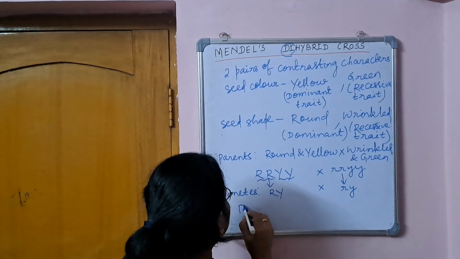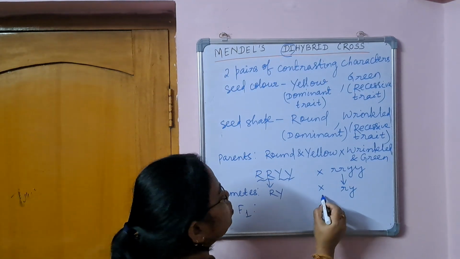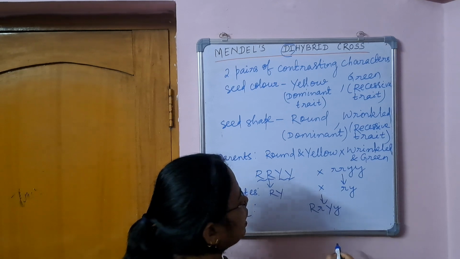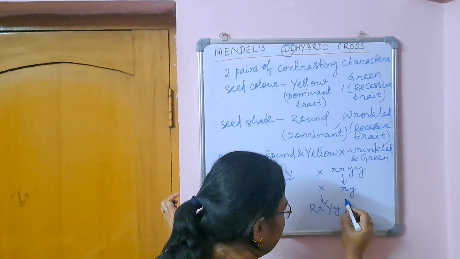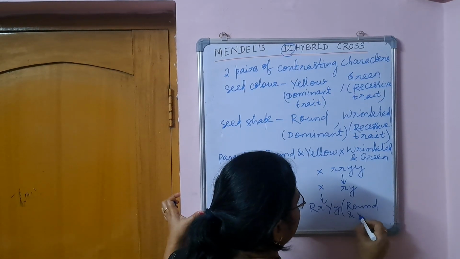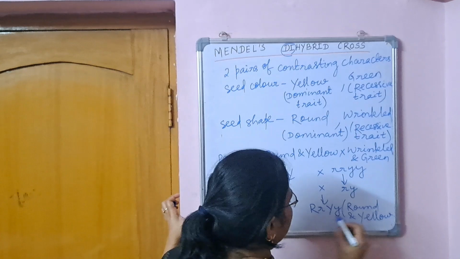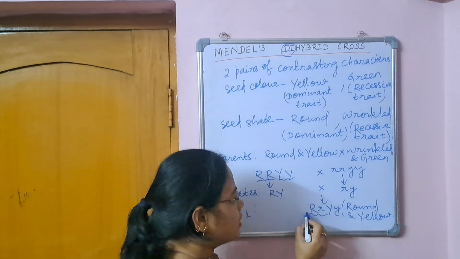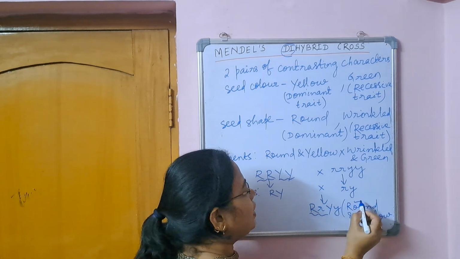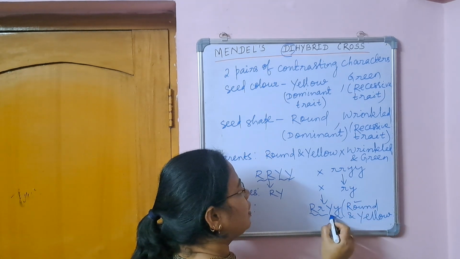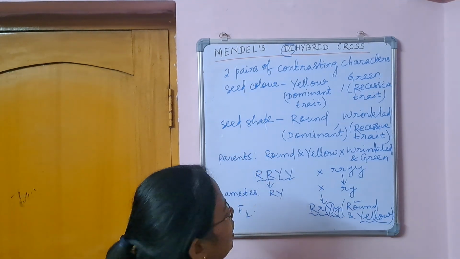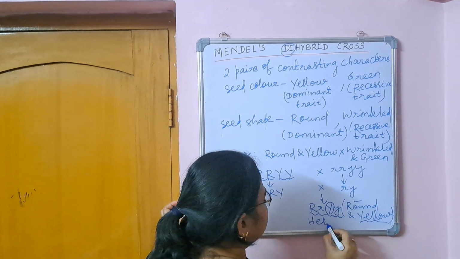Now what will be F1, the first filial generation? That will be capital R, small r, capital Y, small y. This is a heterozygous condition, and it will be round and yellow, because among capital R, small r, capital R is dominant, so it will be expressing and the phenotype will be round, and among capital Y, small y, capital Y will be expressing and the color will be yellow. And this is a heterozygous condition.